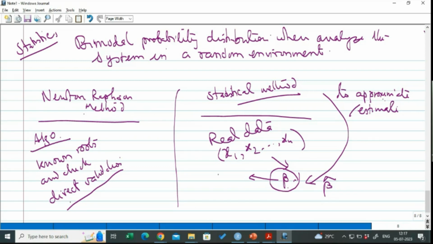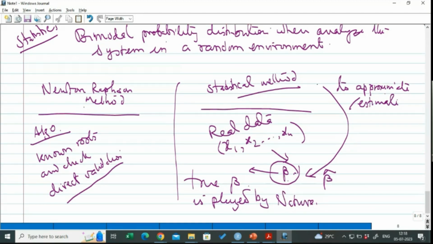So the true beta, or the actual beta, is played by nature, right? That I don't know. So that means we can never validate our proposed statistical methods on the real data. We can apply them definitely, but before that, whether the method is working or not needs to be understood based on a simulated environment.